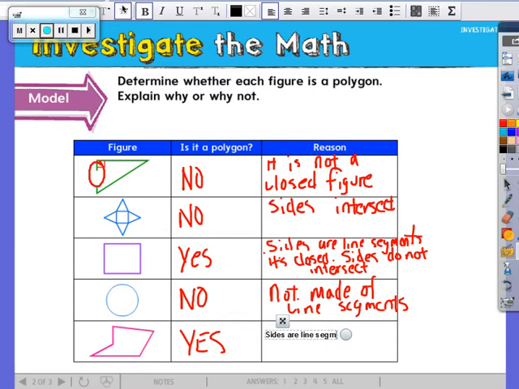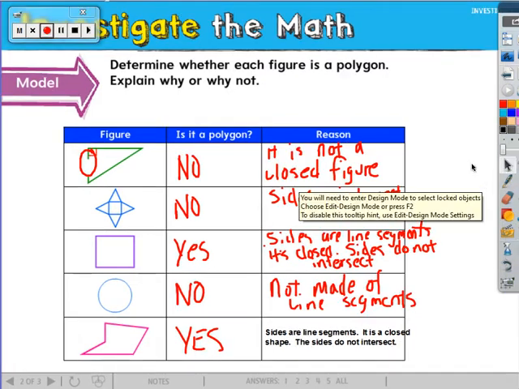So, sides are line segments. It is a closed shape. And the sides do not intersect. There it is. Okay. There you go. I typed it all for you. Now you guys can read it easier.